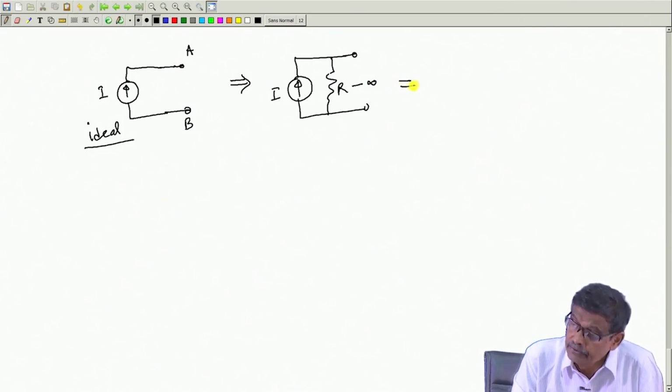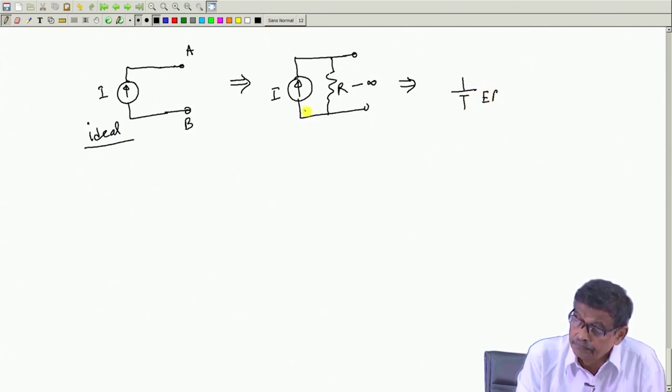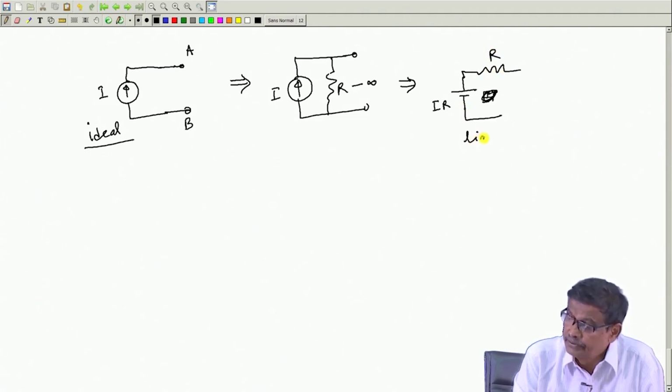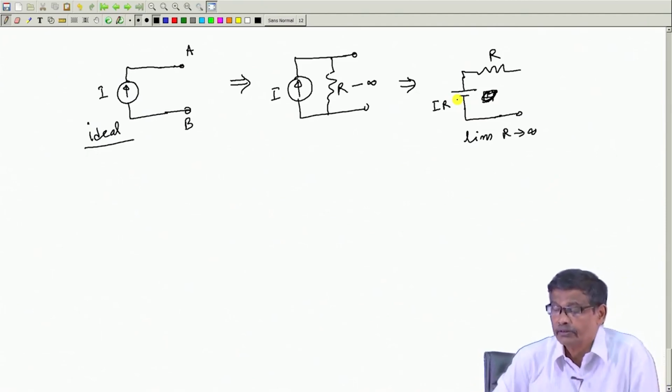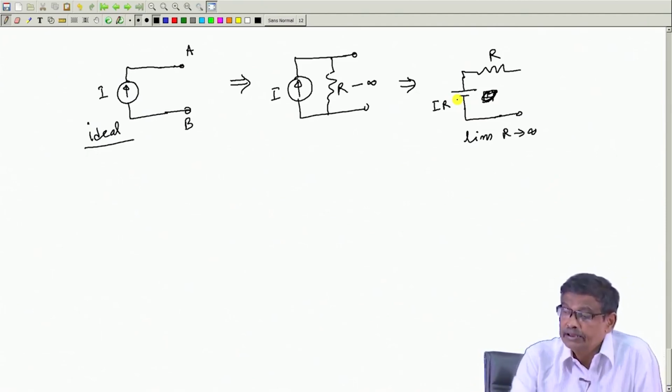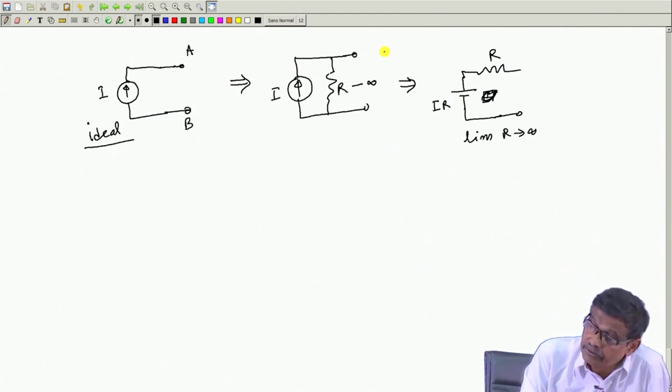Then what you can do is convert it to a voltage source: I into R here, in series with R, limit R tends to infinity, like that you write, no problem. There I am feeling comfortable, this is what I can always do. And then your circuit is there, load current you want to find out. Suppose you connect to this circuit a resistance of RL.